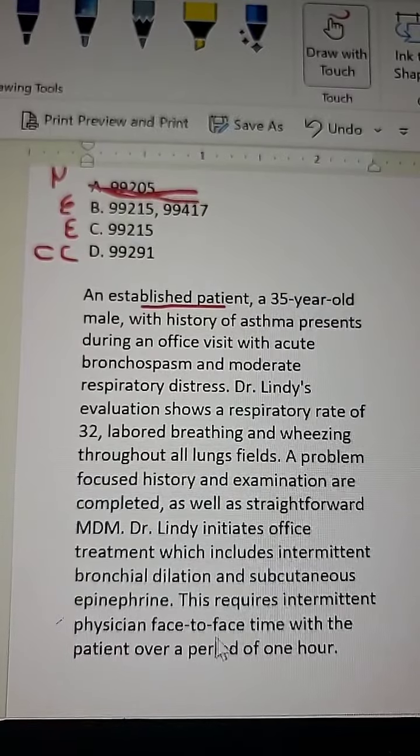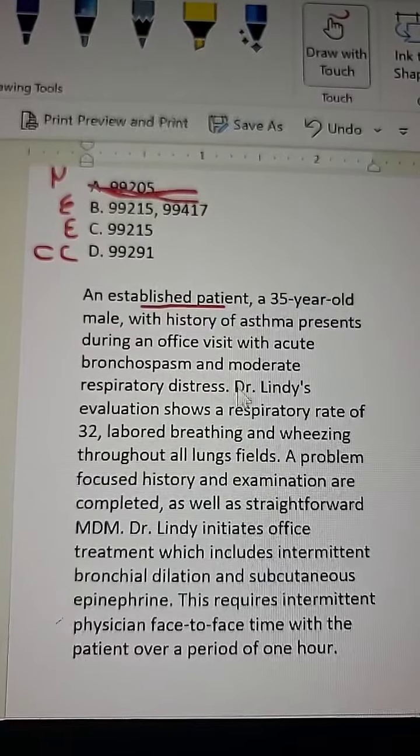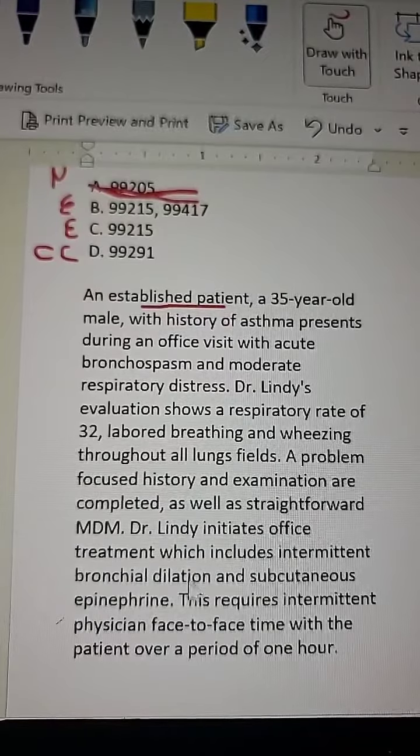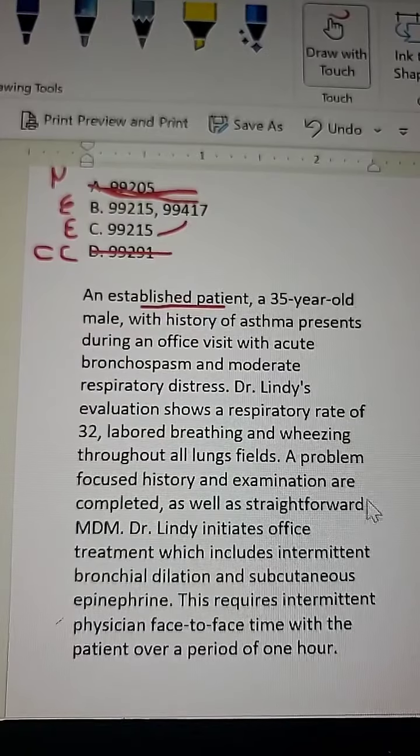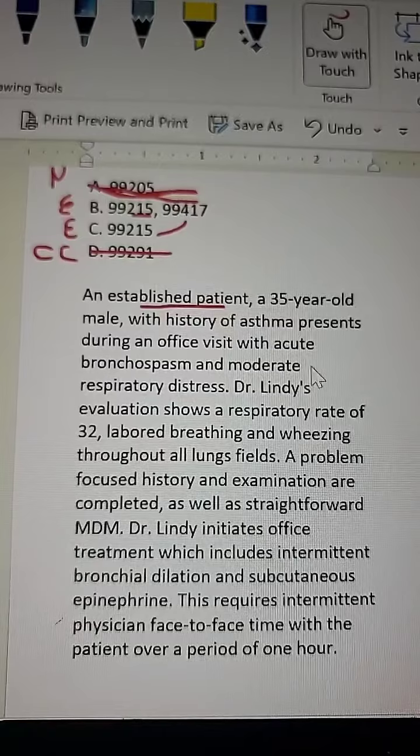Are they in critical care unit? I don't see anything saying critical care, so we could probably get rid of that. Are we doing extra time or not? How much time is in our 215? And how much needs to go over before we add our 17?